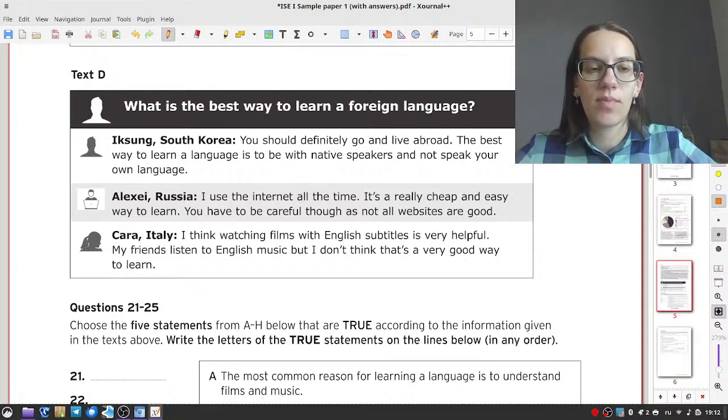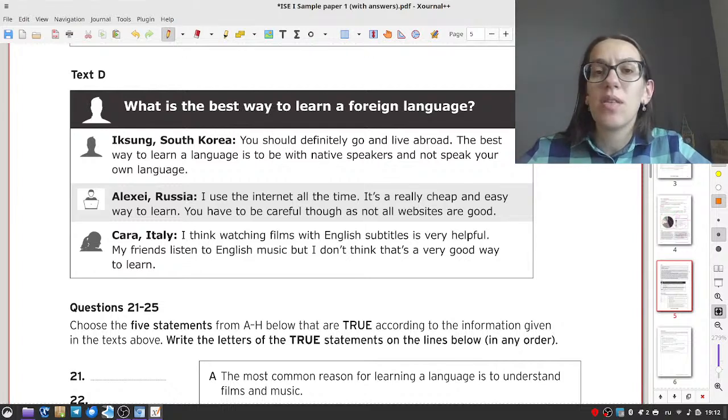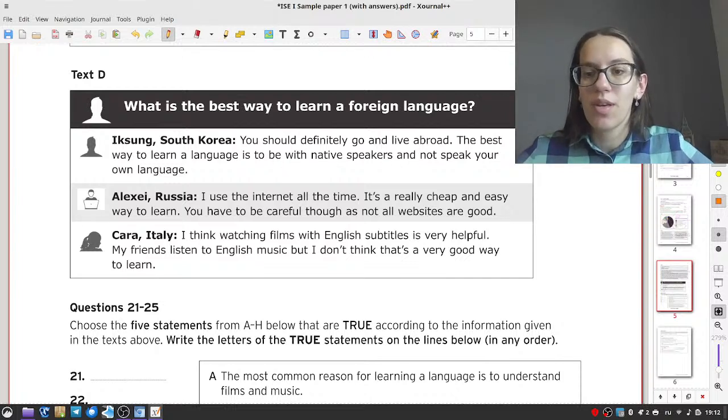Text D. Some sort of a forum. Yeah. So the question is, what is the best way to learn a foreign language? And 3 people from different countries answered just using their opinion. Yeah, it doesn't mean that everything in these texts is absolute truth. These are all like opinions. These can be just opinions. So we answer the questions based on the texts.